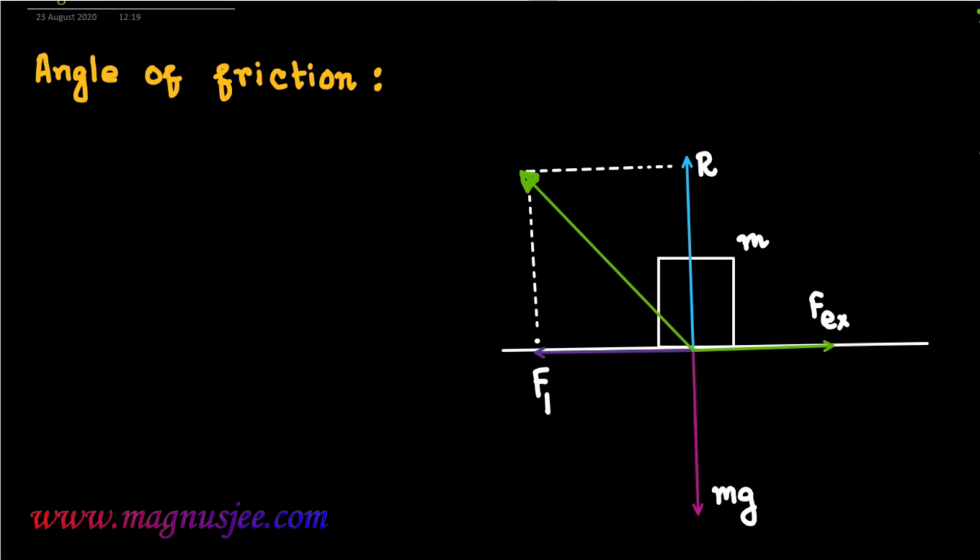Now this diagonal is the resultant N. N is the resultant force of the two forces Fl and R, and R acts along OY. This angle theta L is the angle of friction. This is the angle subtended by the resultant N with the normal reaction R.